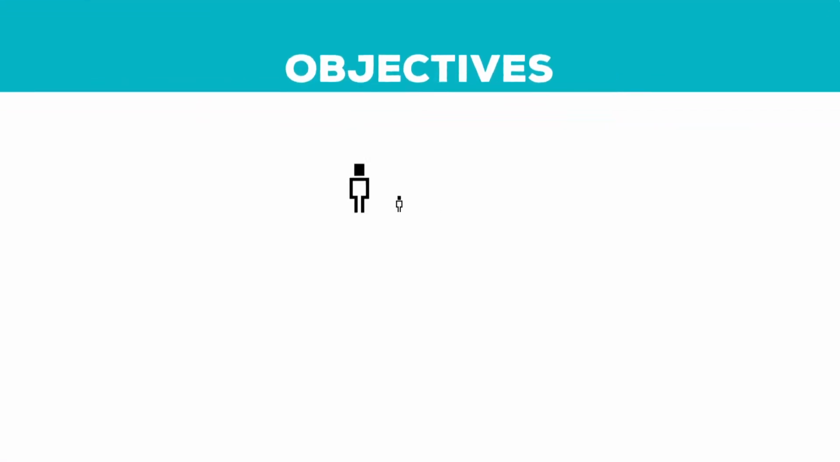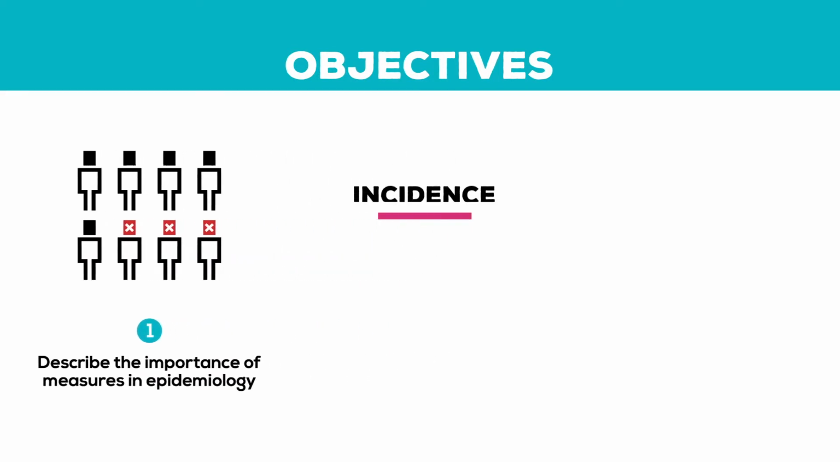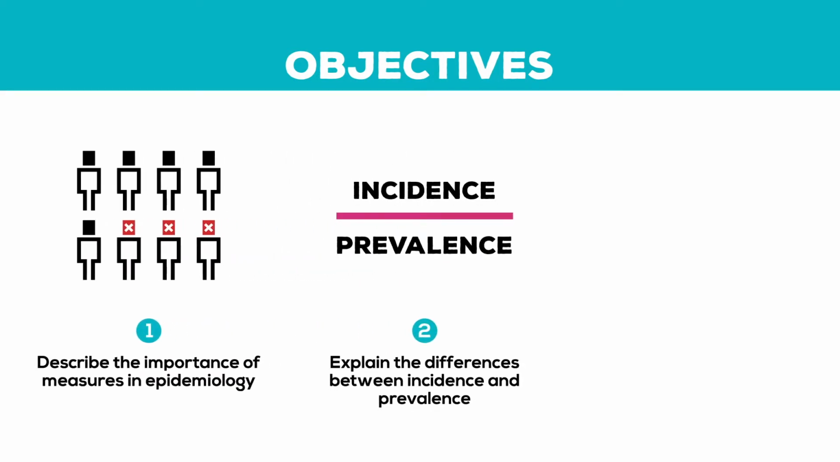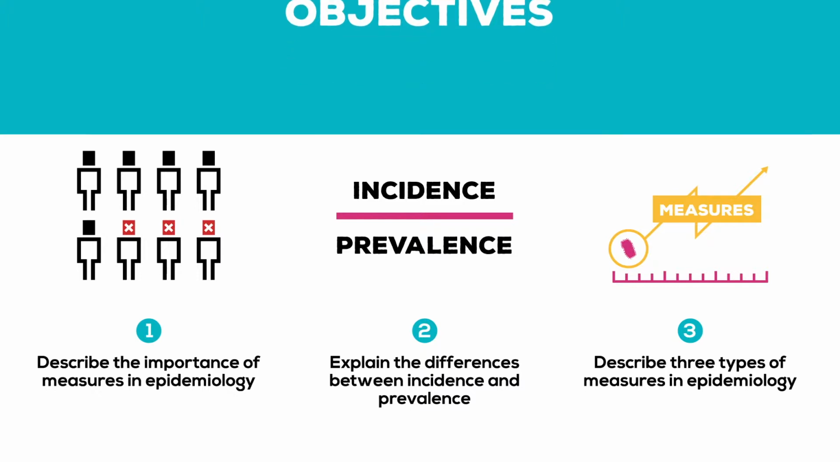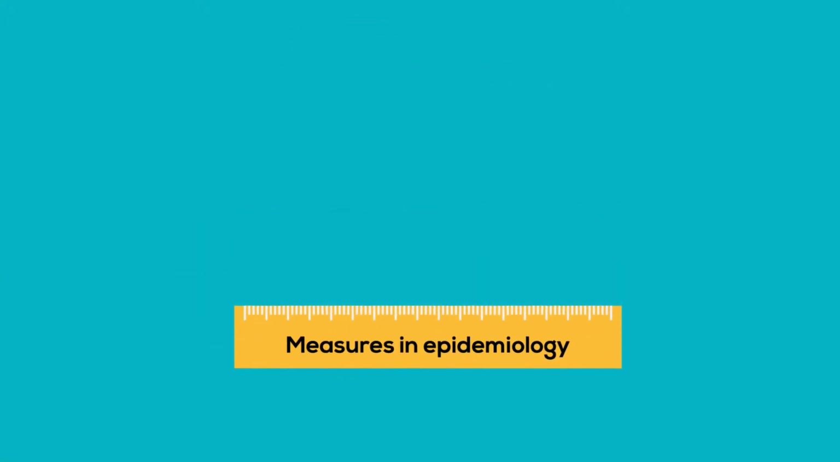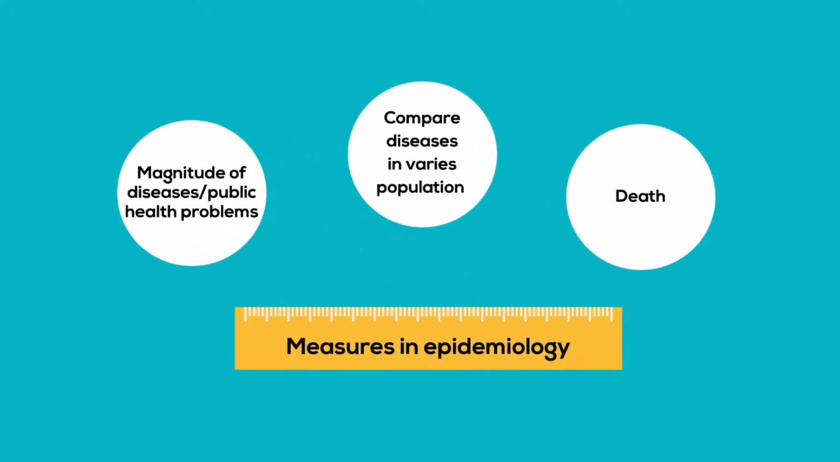The objectives of this session are to: 1. Describe the importance of measures in epidemiology. 2. Explain the differences between incidence and prevalence. 3. Describe 3 types of measures in epidemiology, which are measures of disease frequency, measures of association, and measures of impact. The basic element of measures in epidemiology is knowing the magnitude of diseases or public health problems.